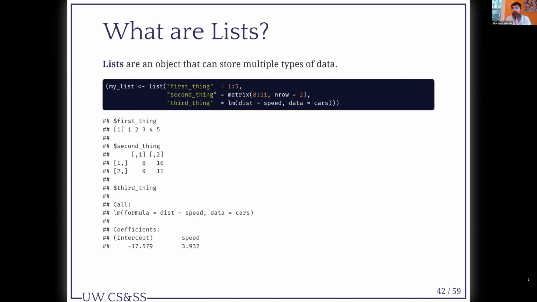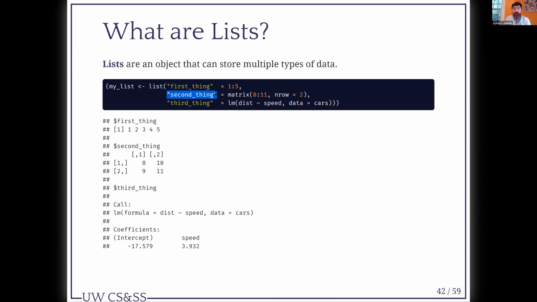Okay, so what are lists? Lists are a weird object in R. They are an object that can store multiple types of data in the same object. You create lists with list. So I'm going to create my list here. The first element is going to be named the first thing. It is the numbers 1 through 5.